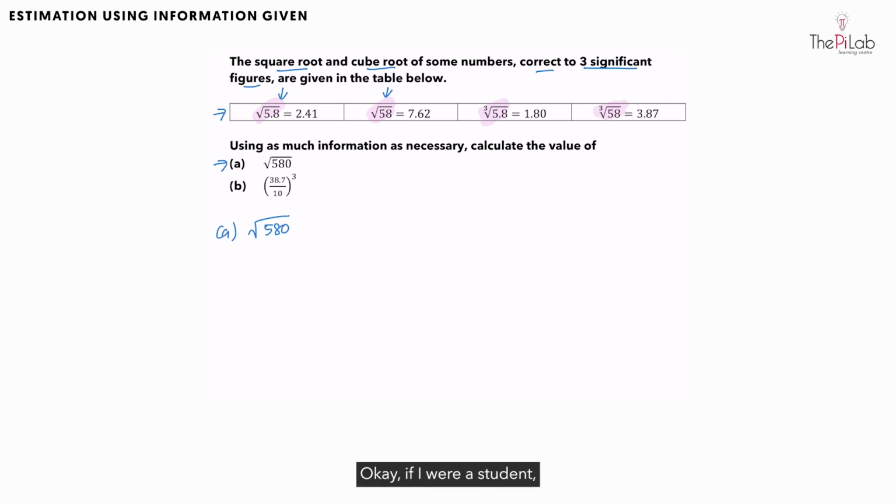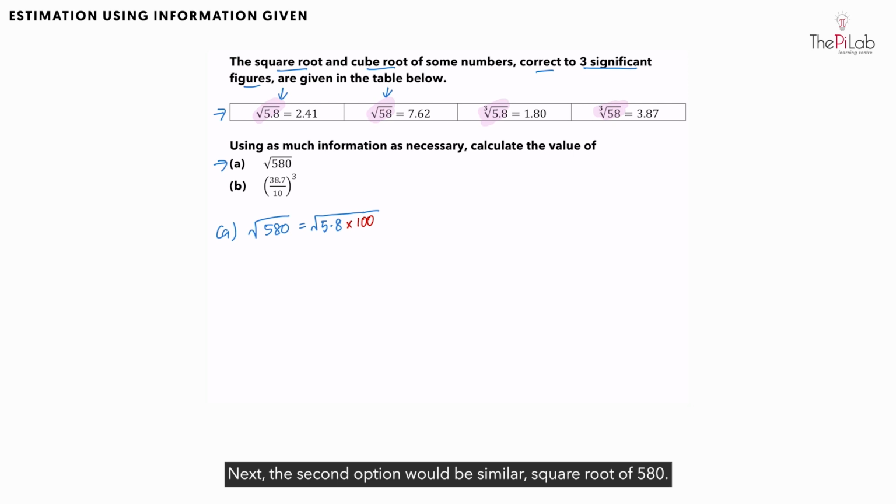Okay, if I were a student, I would write down the two options and try to figure out which is the correct one to use. So write this down. First of all, option 1, square root of 580, you're going to write it in terms of 5.8. So 5.8 times what number will give us 580? Times 100. Very good.